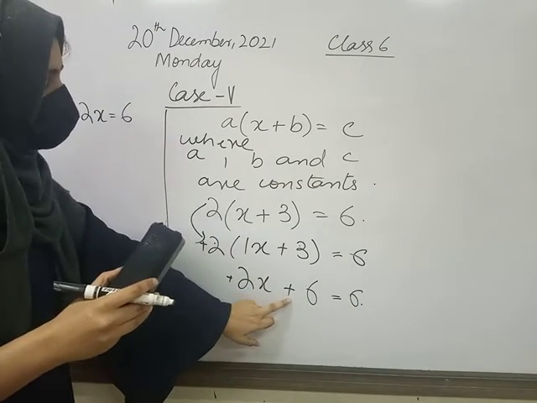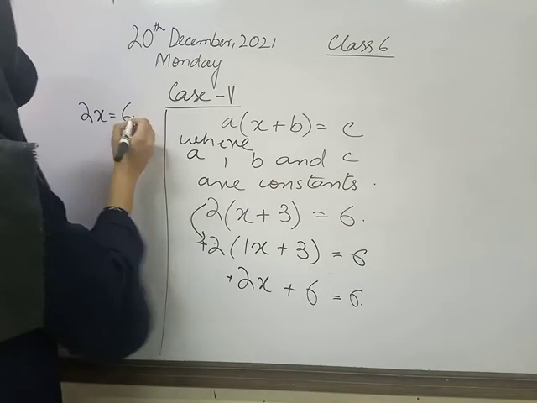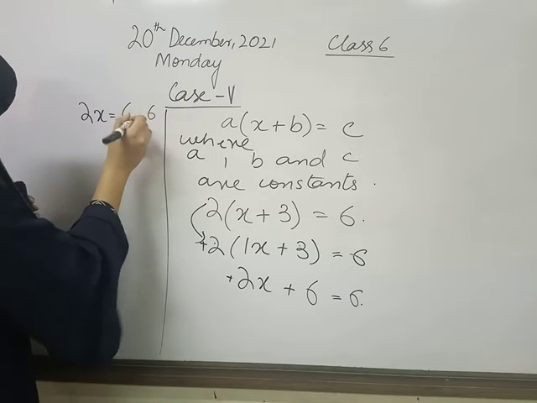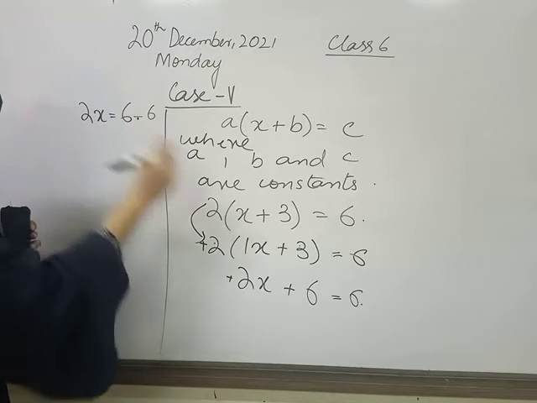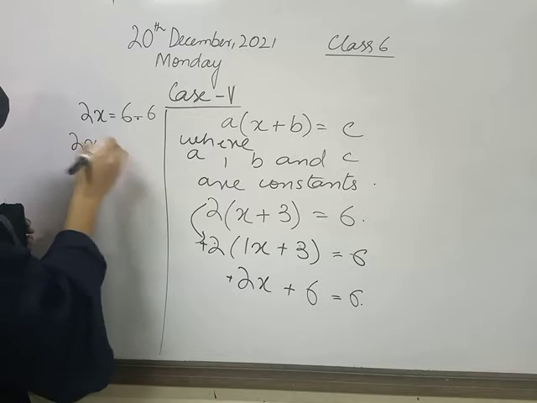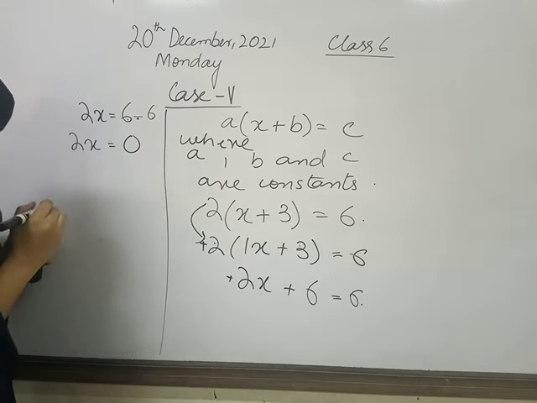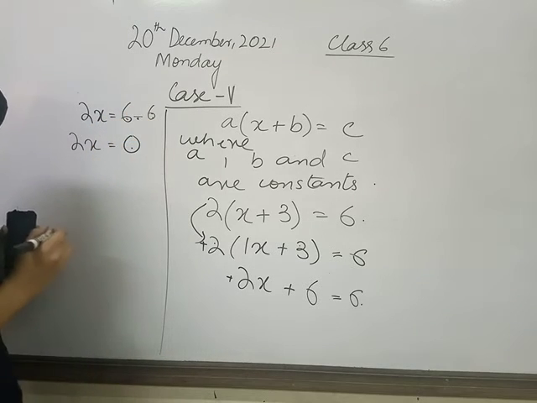Now as you know class, we have plus 6 at left hand side. So I am going to shift this 6 to the other side, and the sign, as you look class, also changes. Sign भी change हो जाएगा. Now 2x equals to 6 minus 6, which is equals to 0. Fine. 6 minus 6 equals to 0.